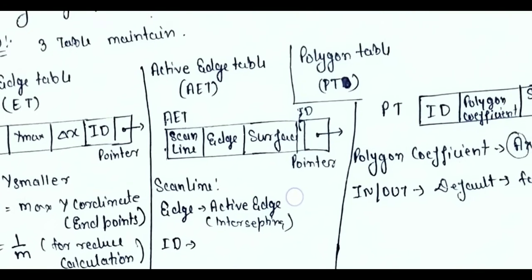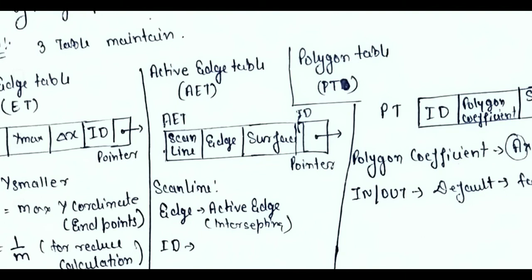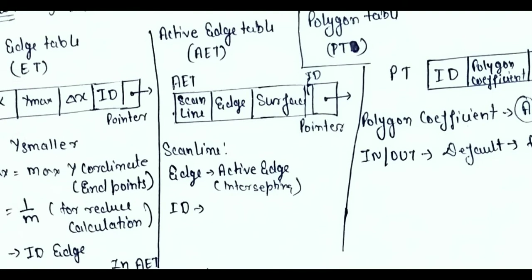Next is the active edge table. When a scan line intersects some polygons, those edges are called the active edges or current edges. For those edges we make this table. Here first is the scan line, which scan line is being used. Next is edge, meaning the active edge or current edge being intersected. Next is surface, which surface we are talking about. Next is id, and next is pointer, which shows the next surface. So these are the fields in the active edge table.